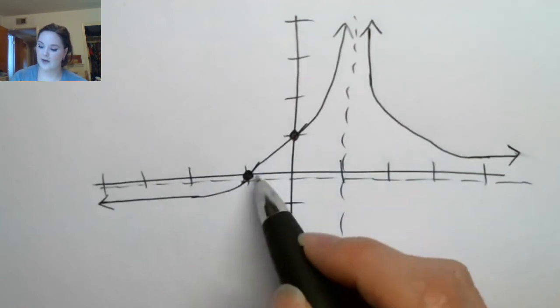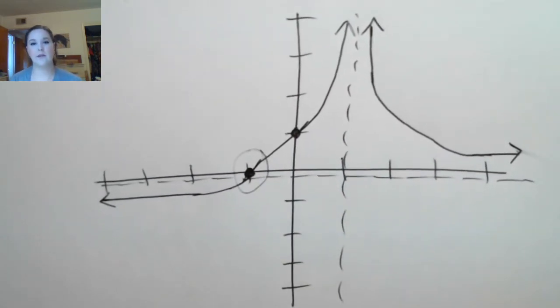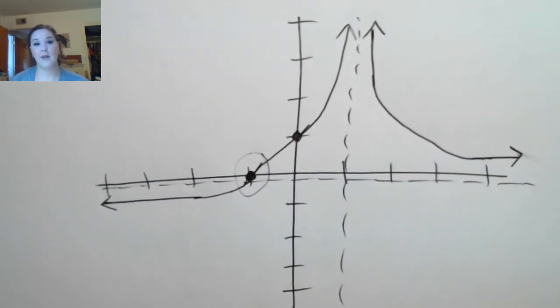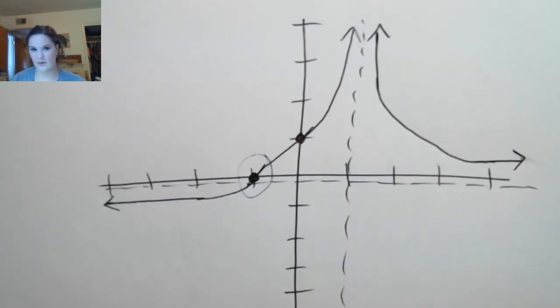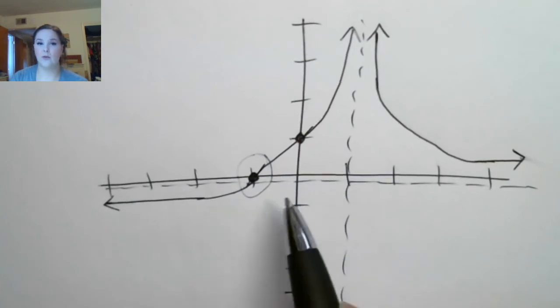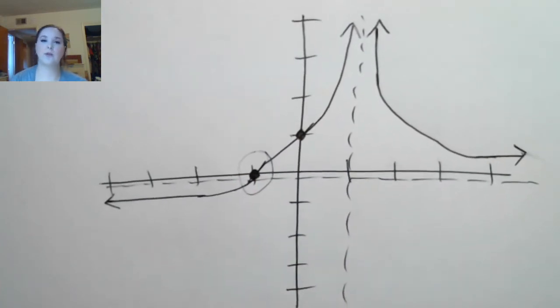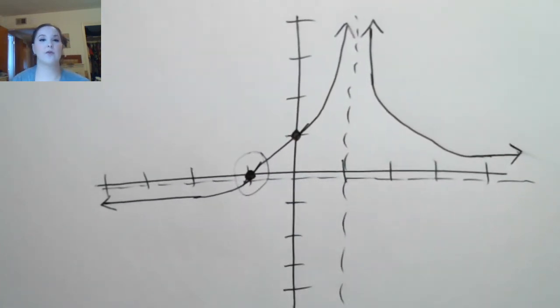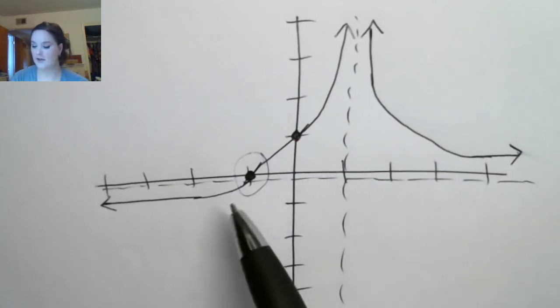I just wanted to point out that sometimes people are worried about this because you think a graph can't cross an asymptote. A graph can't cross a vertical asymptote. A graph can cross a horizontal asymptote, but you should only draw it like that if you know for sure that it does cross, like in this example.